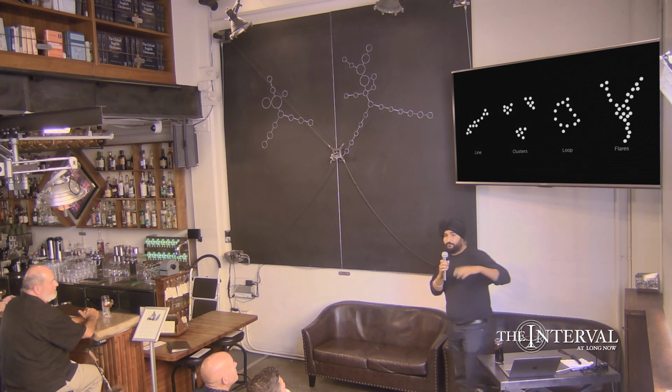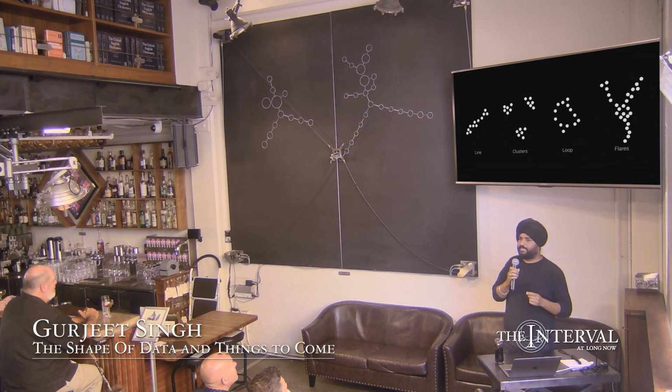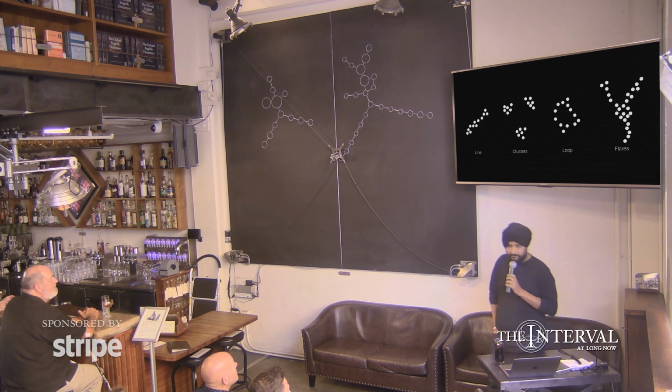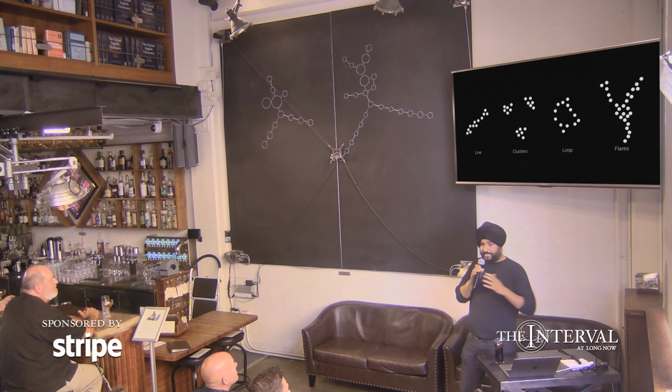On the screen, I have these 4 shapes, and I'll give you a quick story about each one of these shapes very quickly, and then I'll explain an aspect of machine learning behind these shapes. The first shape is very simply a line.